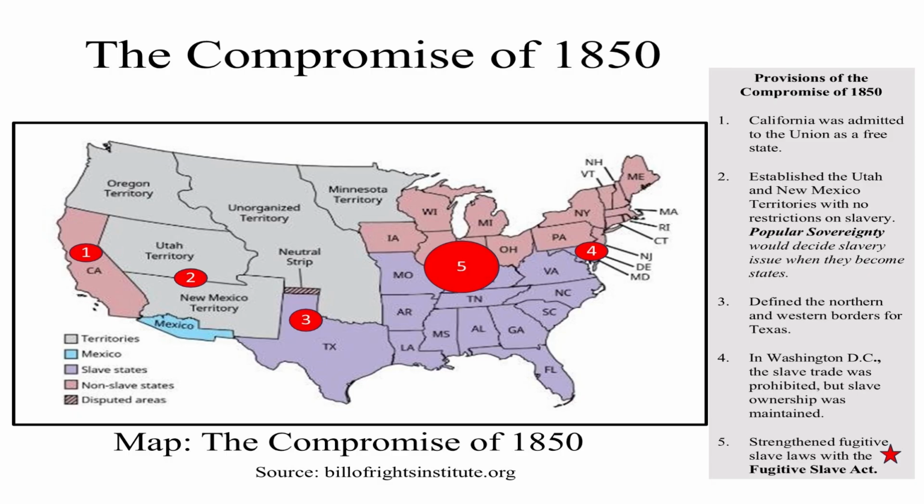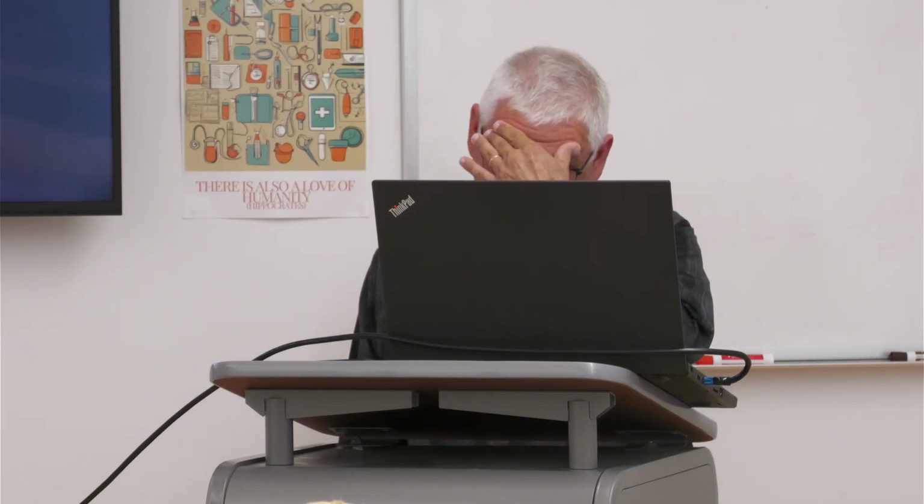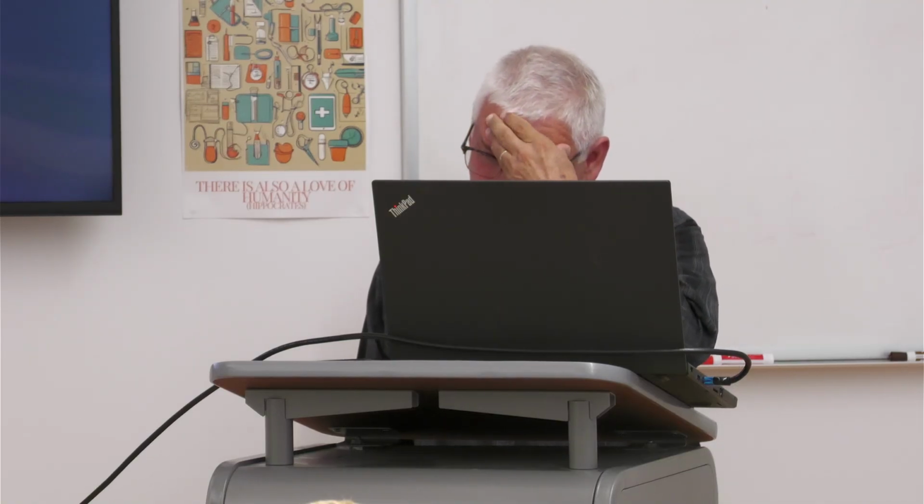3, it determined the northern and western borders of Texas. 4, in Washington, D.C., the slave trade was prohibited, but slave ownership was maintained. And 5, it strengthened the fugitive slave laws with the Fugitive Slave Act. And finally, the last act, before we actually show you some maps, the Kansas-Nebraska Act of 1854. This was probably the most influential of the 3, which really started moving us towards Civil War.